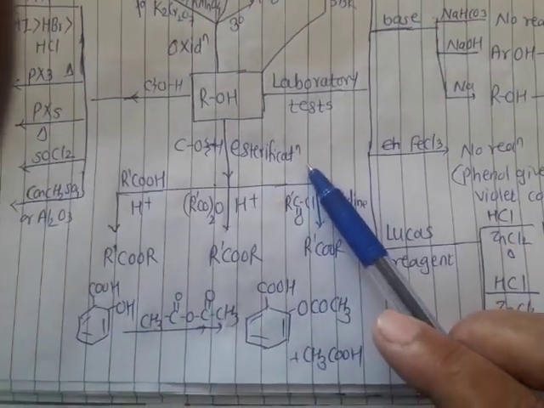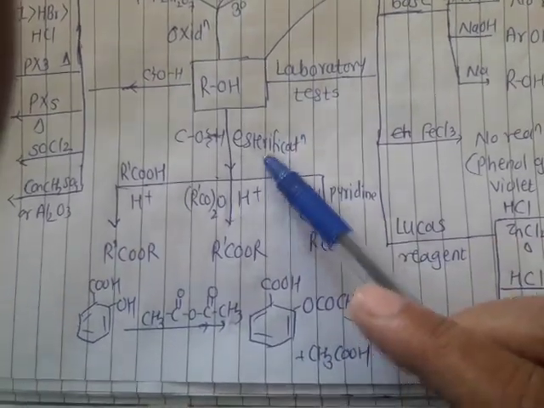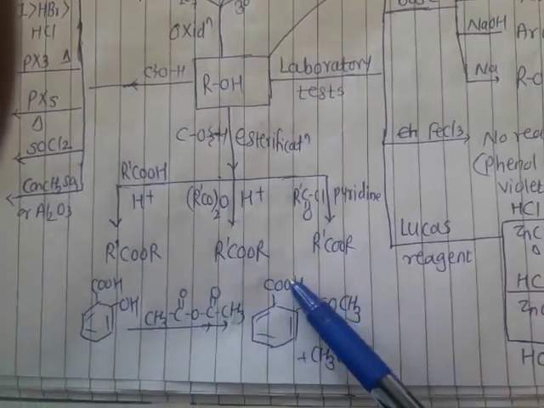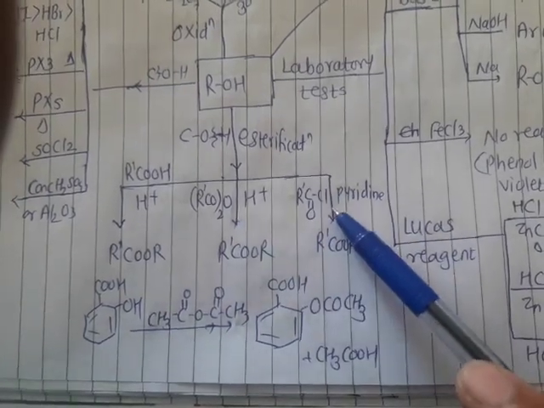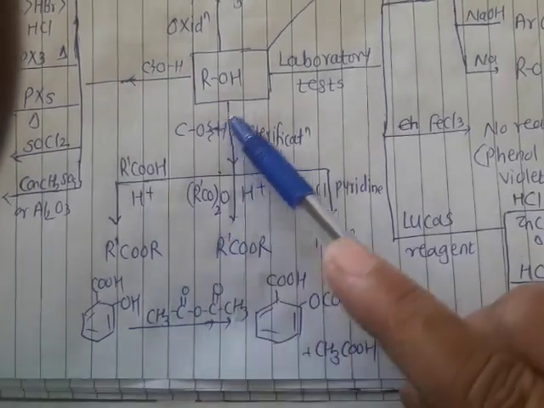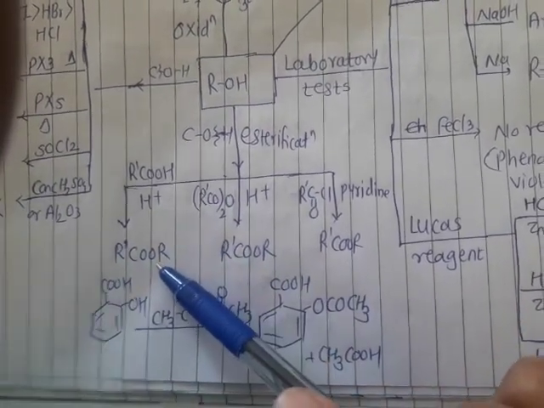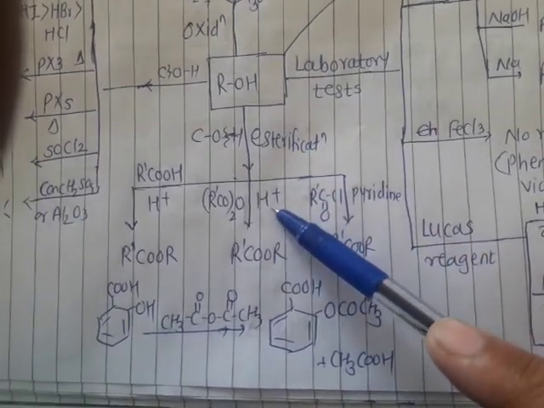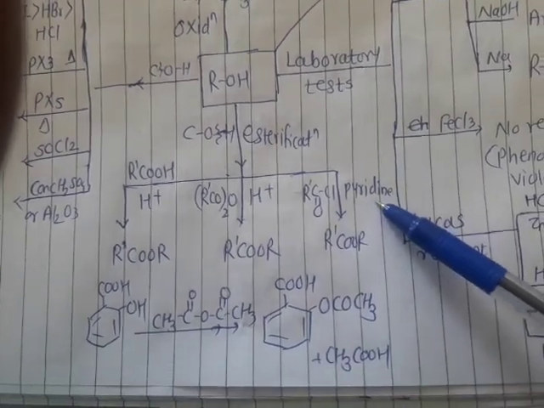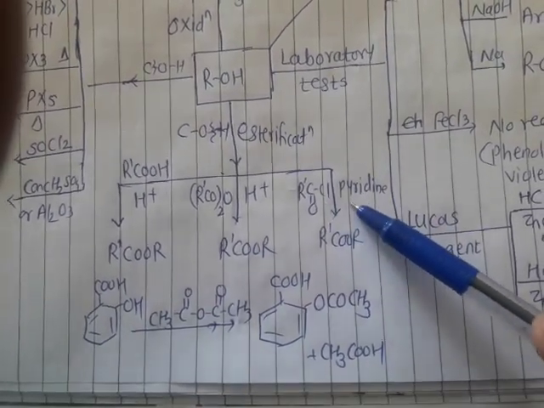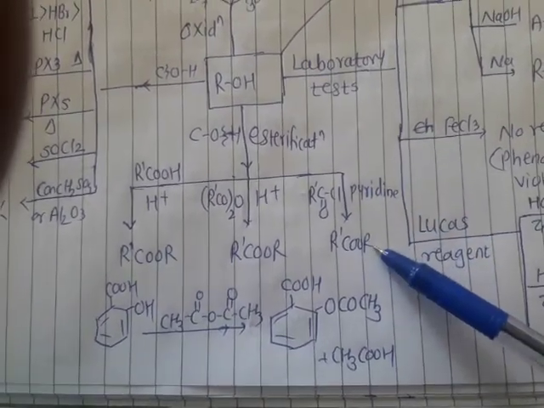Second one is esterification reaction. In esterification reaction, alcohol and acid react with each other and we get ester. Instead of acid, we can use acid derivatives like anhydride and acid chloride. Reaction of alcohol with carboxylic acid takes place in acidic medium, we get ester. With anhydride, it takes place in acidic medium, we get ester. With acid chloride, we require pyridine, not acidic medium, because the byproduct formed in this reaction is HCl, which can be neutralized by this base pyridine, and we get ester.